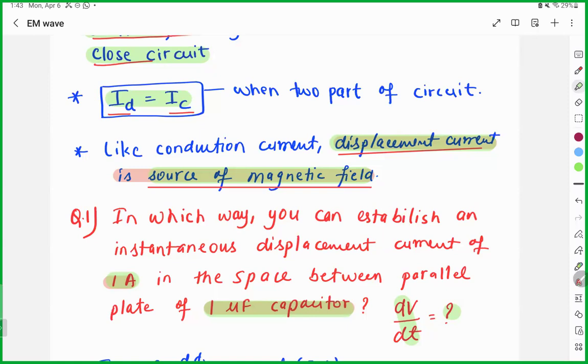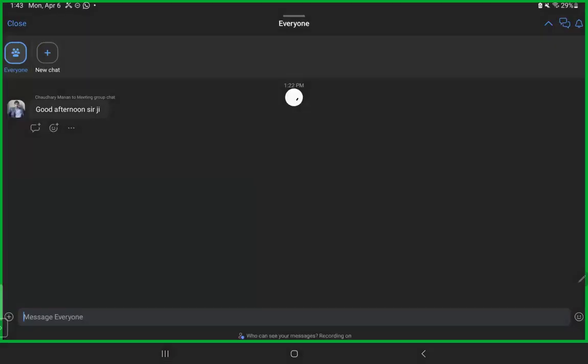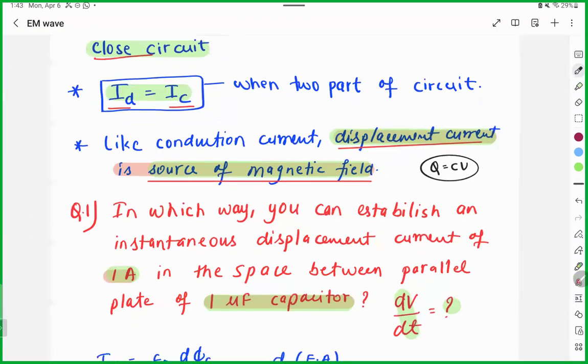What's your answer? Q is equal to CV, by the way. In a capacitor, Q is equal to CV. Anybody got the answer? 10 raised to the power of 6 volts per second. Is that the unit? 10 raised to the power 6 volts per second.